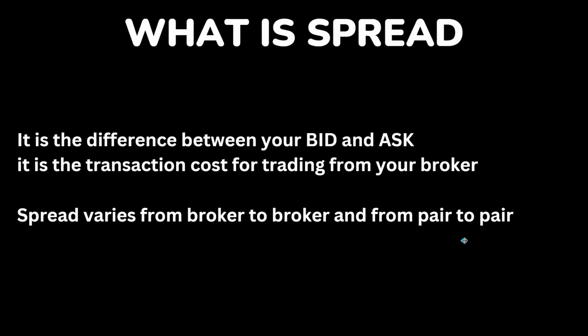Most of the time, the crosses usually have higher spreads than the majors, right? And if you're trading exotics, those have the highest spread. So it's not really advisable to trade exotics because the transaction cost is quite high. It's not really reasonable to trade that, right?